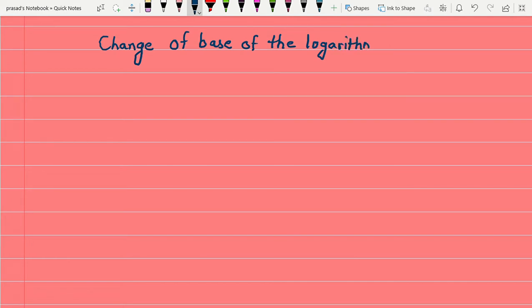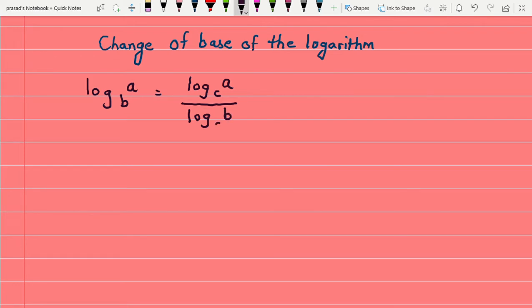Suppose I got a logarithm here, say log of a to base b, and I want to change the base b to some other base c, then I can do it as log a to base c divided by log of the old base b to base c.